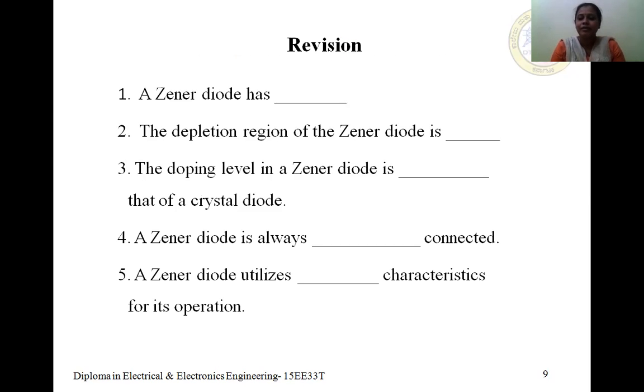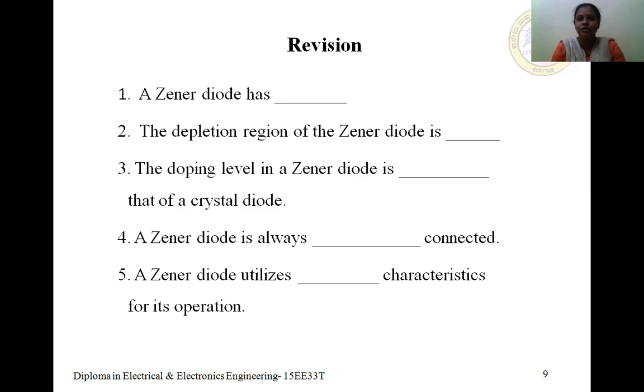Next, let me have a quick revision on this, with some MCQ questions, some multiple choice questions on today's session. Okay, so the first question: a Zener diode has dash. Normally the Zener diode has only one PN junction. The answer for the first question is one PN junction.